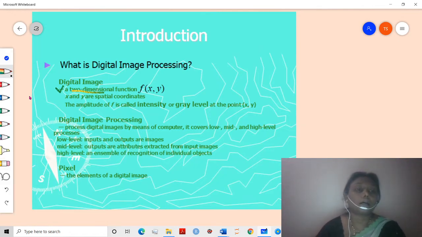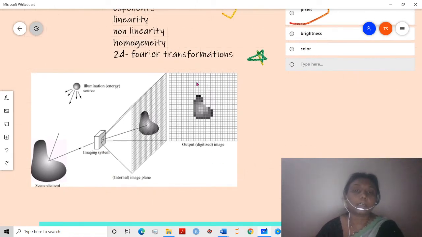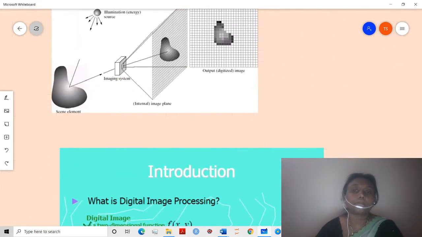The image is represented as a two-dimensional array with the x coordinate and the y coordinate. These x and y coordinates are spatial coordinates. What is meant by spatial coordinates? We are representing it in a two-dimensional function. This is the spatial plane, a two-dimensional function which represents the image, with the x coordinate and the y coordinate.